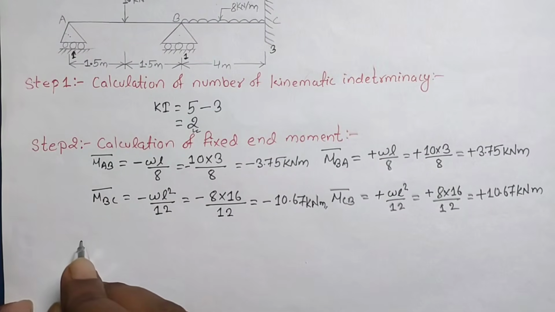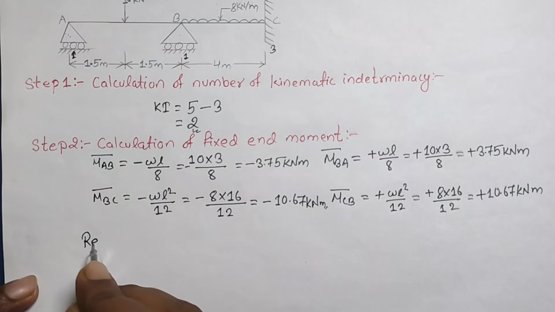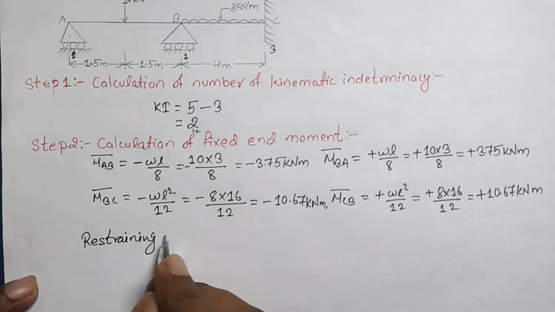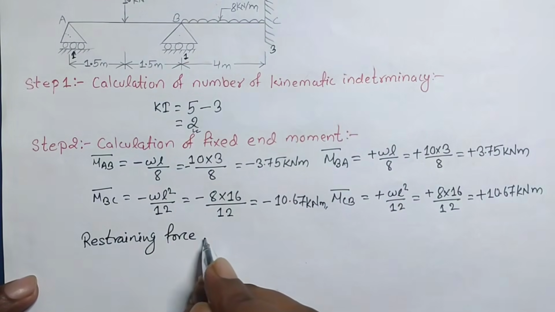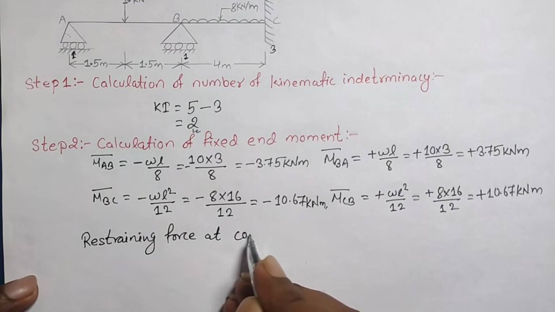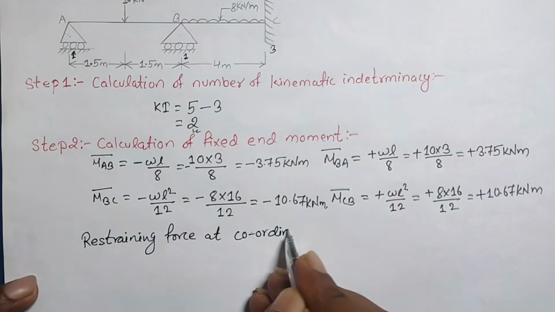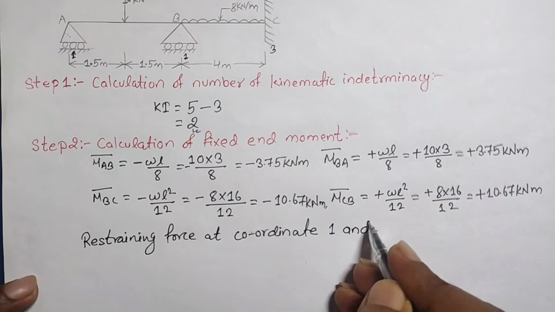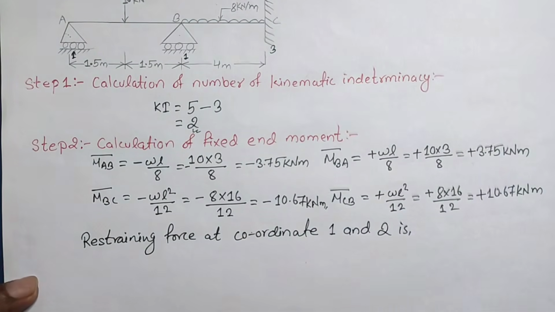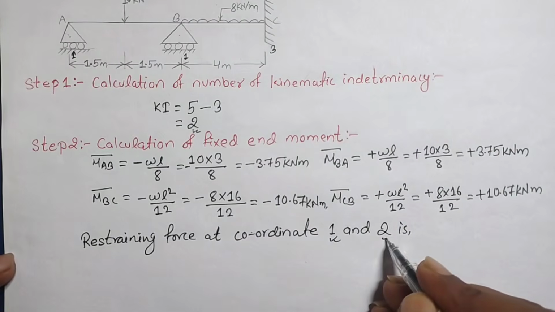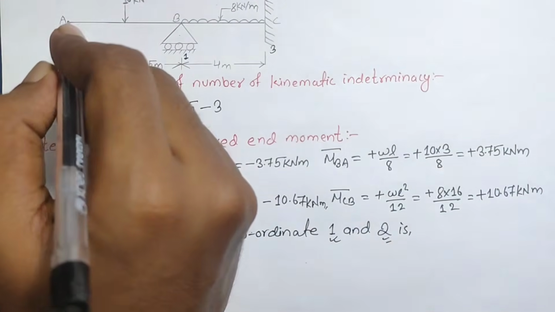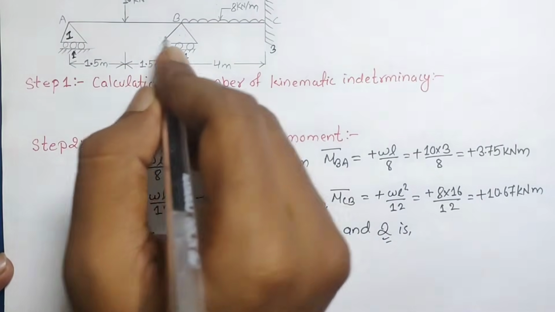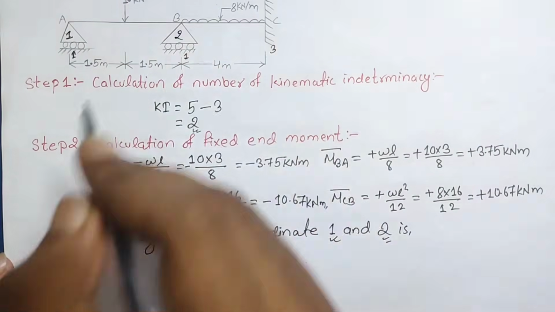So let us write it down. Restraining force at coordinate 1 and 2 is. So guys, here the coordinate 1 and 2 is basically our support. Let us represent the point A as our coordinate 1 and point B as coordinate 2.